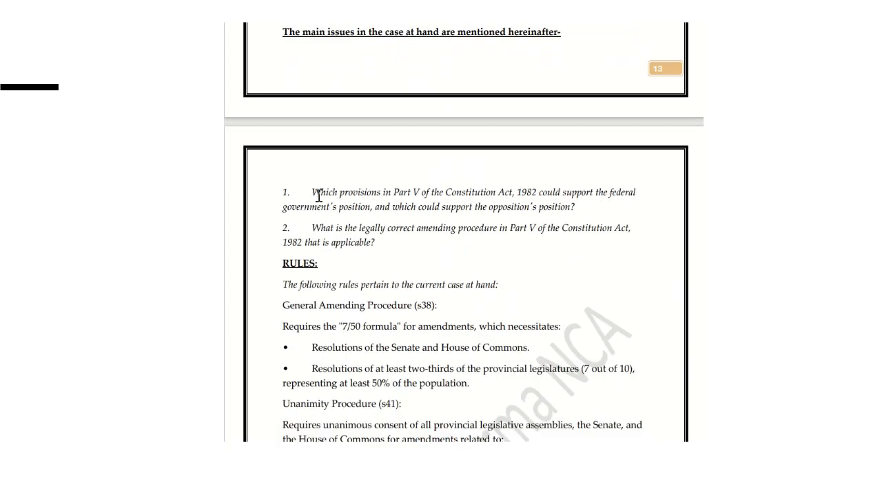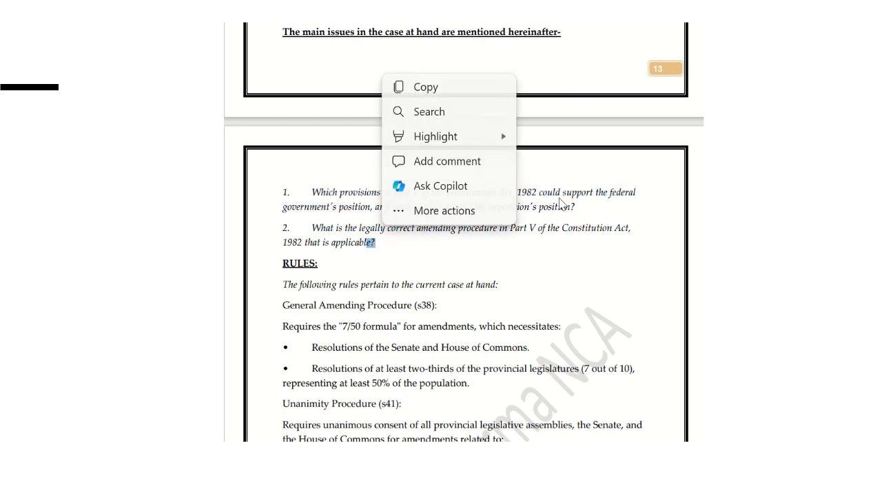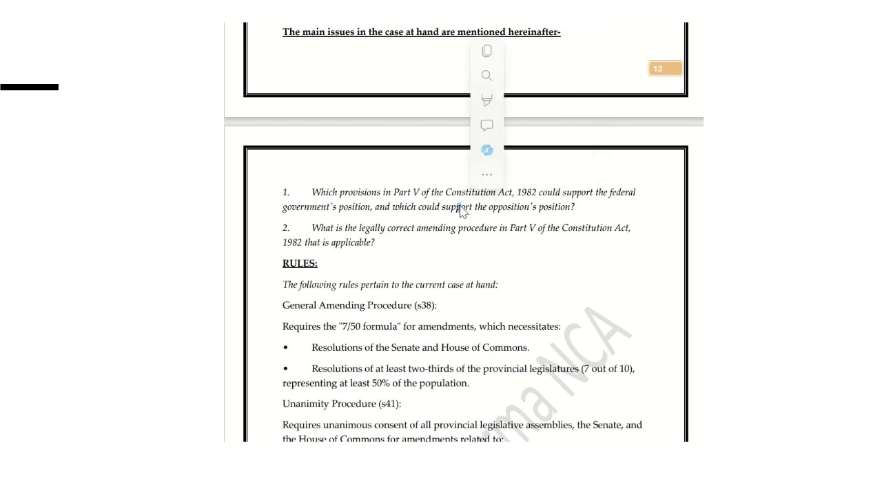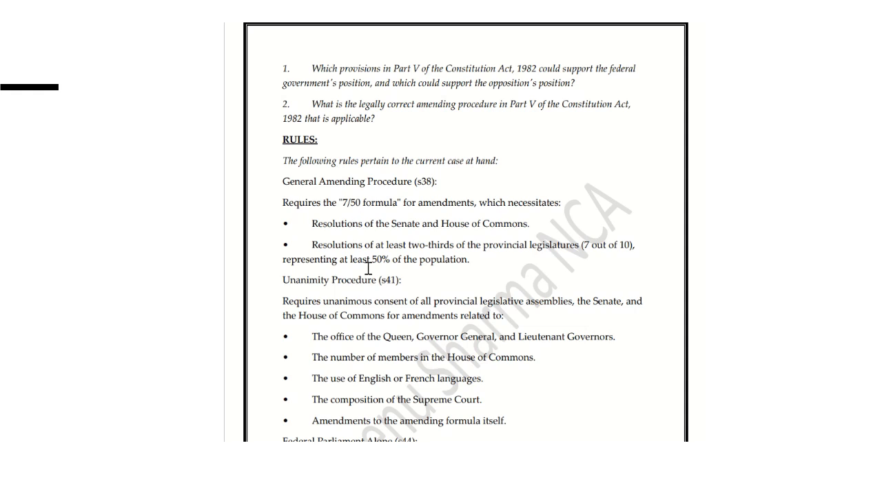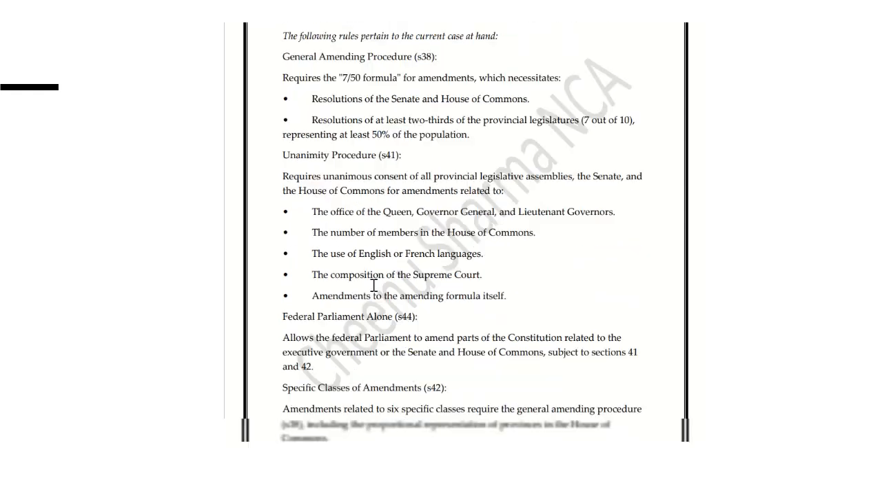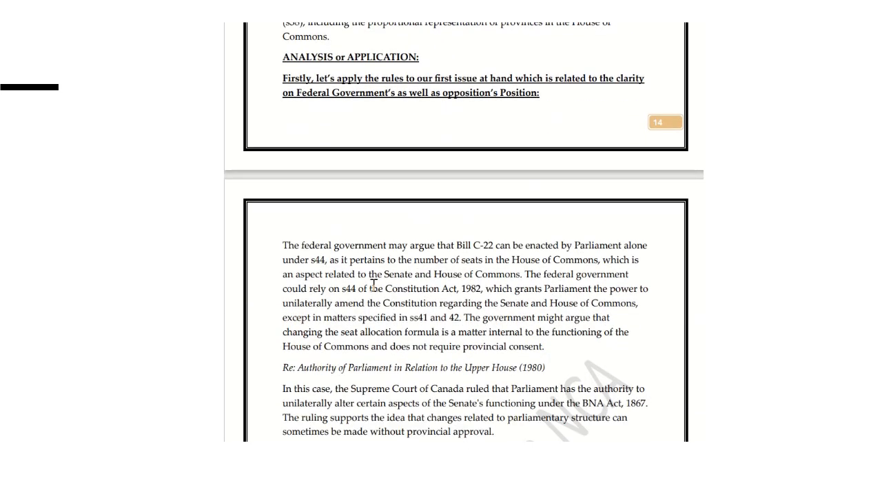So the main issues are: which provisions, and what is the legally correct amending procedure. We can make these first two issues into one as well. If you want to save your time, if you don't want to go into complexities, then you can just make two issues. For rules, all the important rules that you think you can add on, you have to mention here. Then in analysis, firstly, apply the rules to clarify the federal government's as well as the opposition's position.